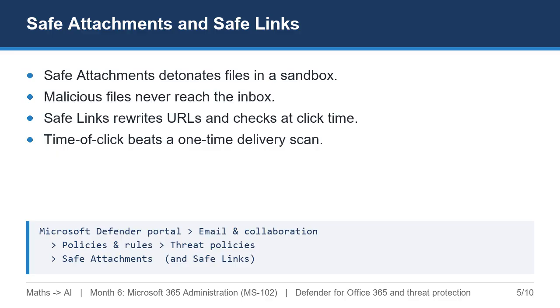Two flagship features. Safe Attachments opens every attachment in an isolated sandbox and watches what it does. We call that detonation. If the file misbehaves, it never reaches the inbox. Safe Links rewrites every URL and rechecks it at the exact moment the user clicks, which we call time of click protection. That matters because attackers love to send a clean link and then weaponize the destination after delivery, which defeats a one-time scan at delivery.